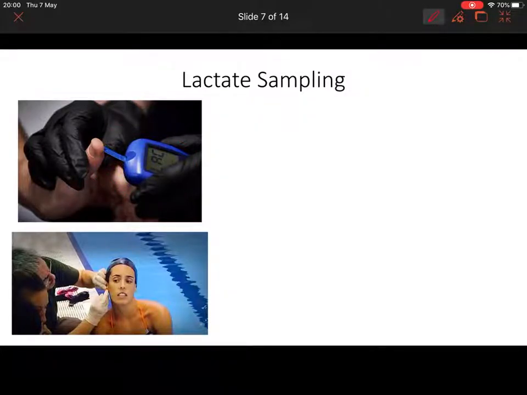Most lab-based protocols when doing lactate sampling will use fingers. But if you're working with a swimmer like that, or also a cyclist who may have their hands on the bars, you could use the ear. Okay.